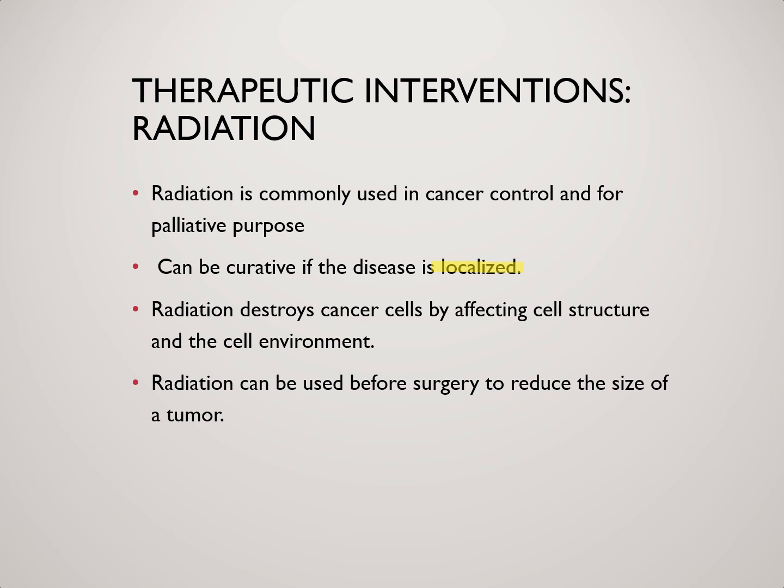Radiation can also be used before surgery to decrease the size of a large tumor. So radiation can help shrink the large tumor so that when it comes to surgery day, the surgeon is more likely to be able to get the entire tumor. It makes the surgery more effective and less dangerous. It can also be used after surgery.